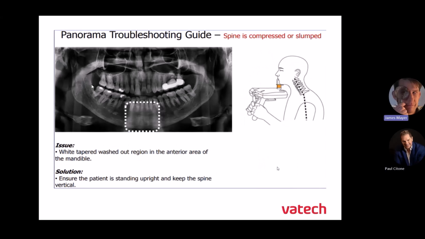Often we see lower anterior distortion, and that's where the patient is not standing up straight. We want that spine straight and their chest right up against the chin rest there. And we talked about that when we did our patient positioning a little while ago. So it's really important to make sure that their body is right up against that, spine is vertical, and that's going to eliminate having that washed out anterior region there.